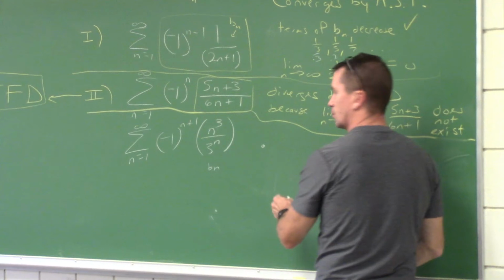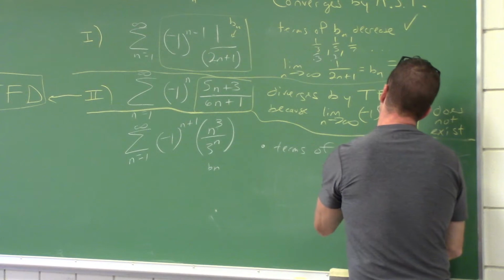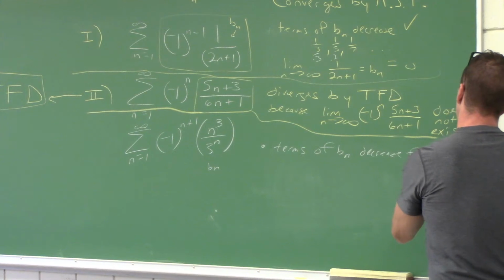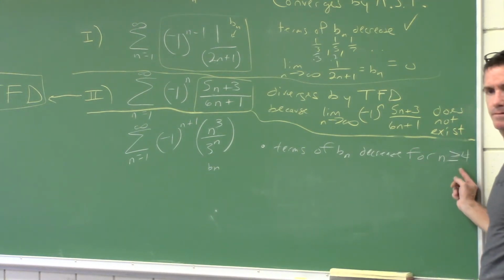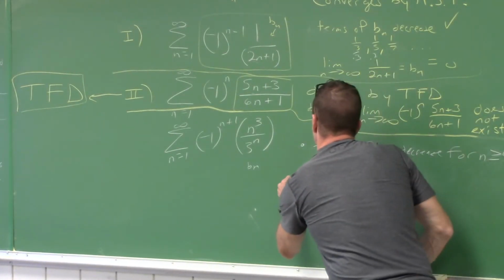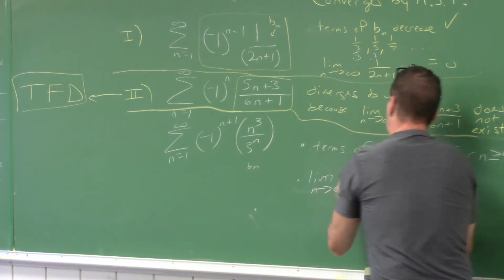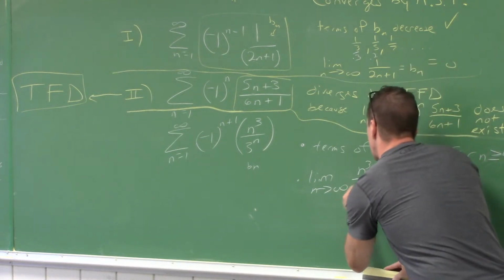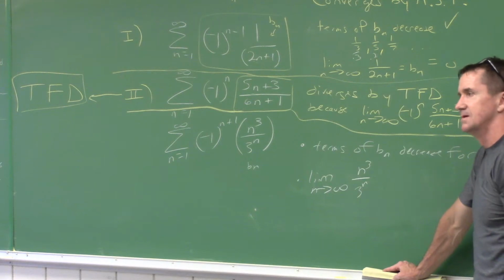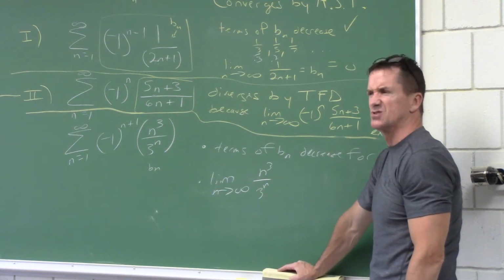All right, so I'll put n equals 4 and higher: terms of b sub n decrease for the 4th term and beyond. I can use n equals 4 because we've got these n's in here. And what's the limit? I know you know this limit. The limit as n approaches infinity, when I have a monomial, n cubed, over an exponential, is 0. Who wins that race? Who increases more rapidly? Exponential. Nothing beats exponential except factorial.